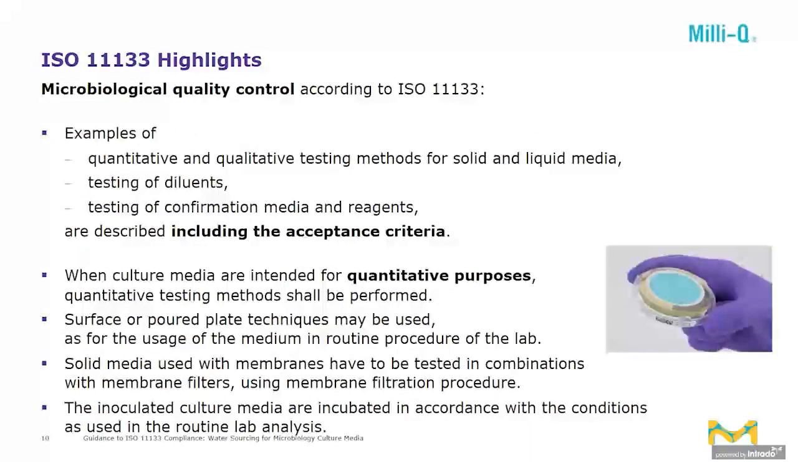The microbiological quality control according to ISO 11133 includes examples of quantitative and qualitative testing methods for solid and liquid media, the testing of diluents, the testing of confirmation media and reagents, and besides this description, it includes also the acceptance criteria, which are mandatory to be specified before and tested before using these media for the quality control, for the microbiological control of the samples.